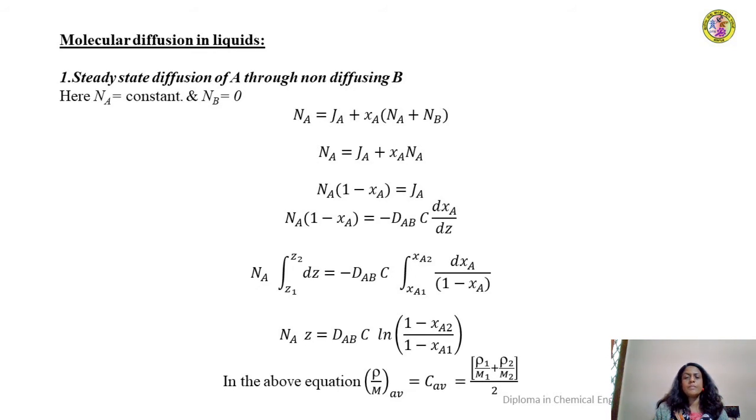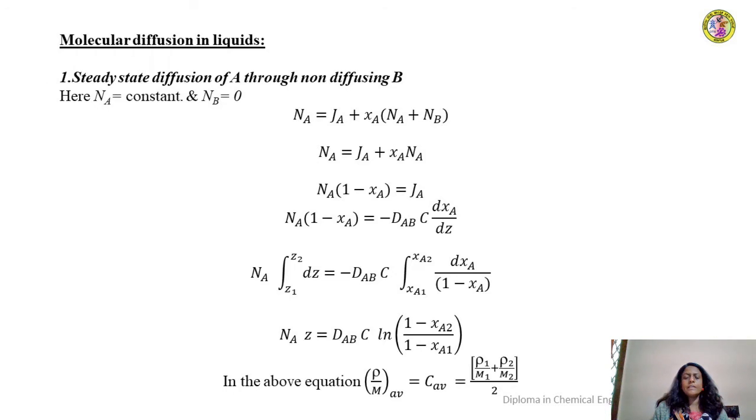Integration of this equation between the limits z1 to z2 on the left-hand side and xa1 to xa2 on the right-hand side. So if the diffusion of A is occurring between two locations z1 and z2, the initial point is z1 where the concentration of A can be taken as xa1, and the final point is the location where the diffusion is ending, so at that point the mole fraction of A is xa2. So we can integrate the equation between these two limits.